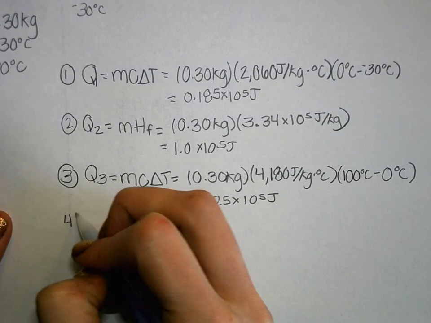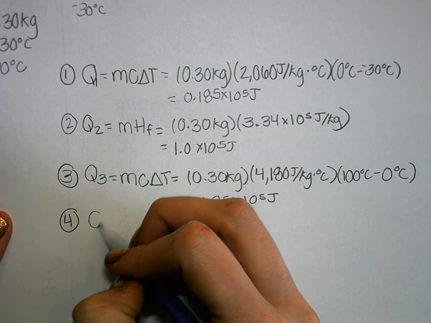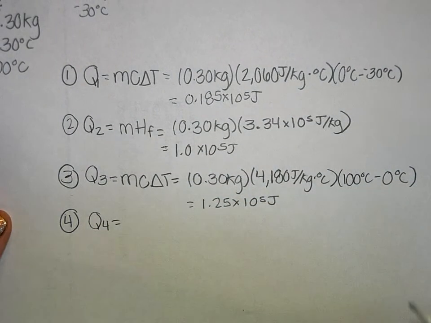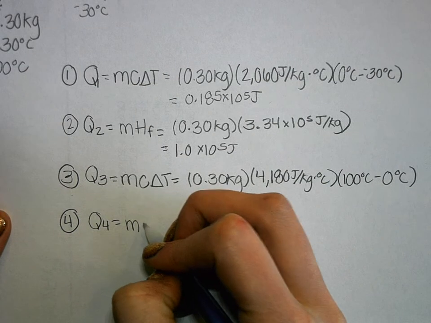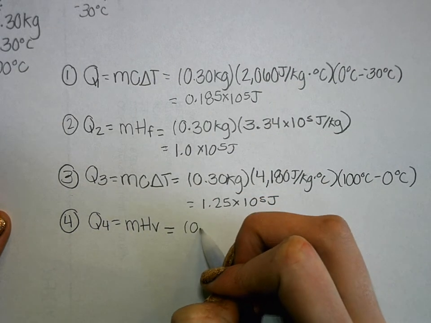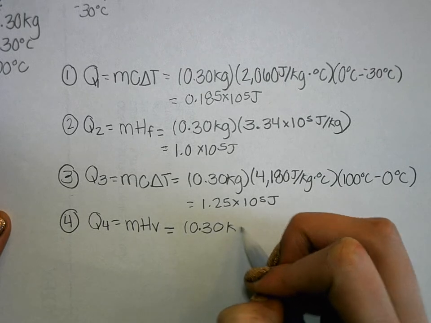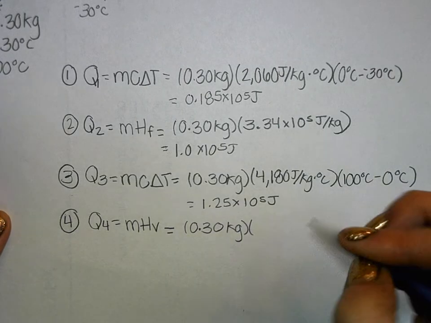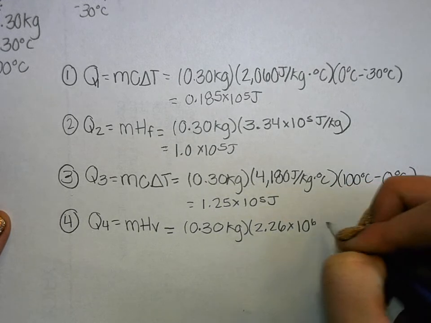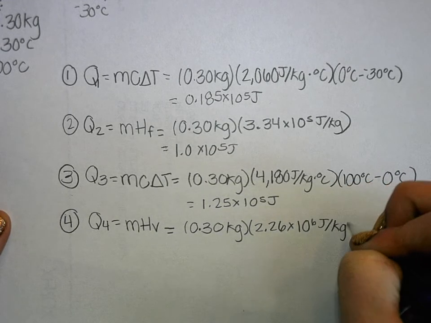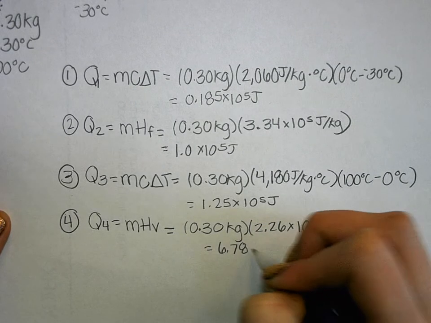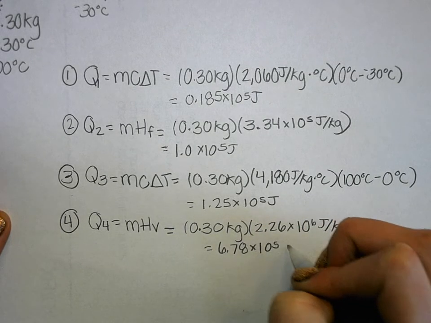Now part 4, you can label that Q4. We need to vaporize and make it into steam. So that's just mass times the heat of vaporization. It's 0.3 kilograms times the heat of vaporization, which is 2.26 times 10 to the 6th joules per kilogram. That gives us 6.78 times 10 to the 5th joules.